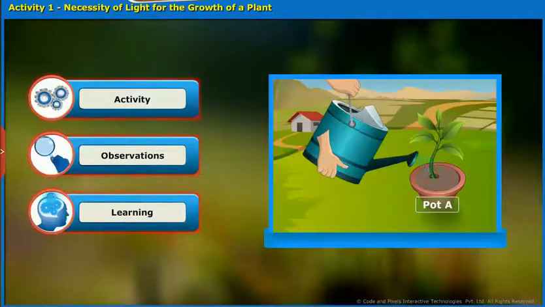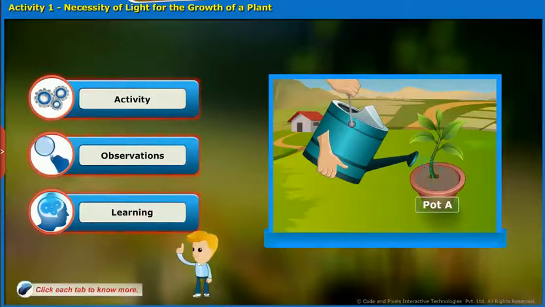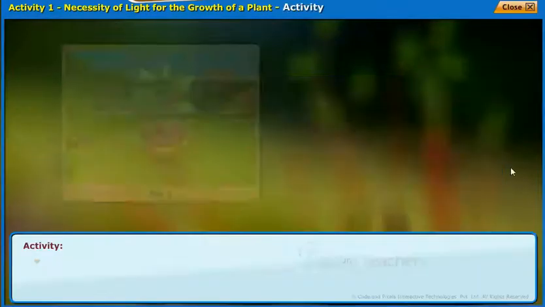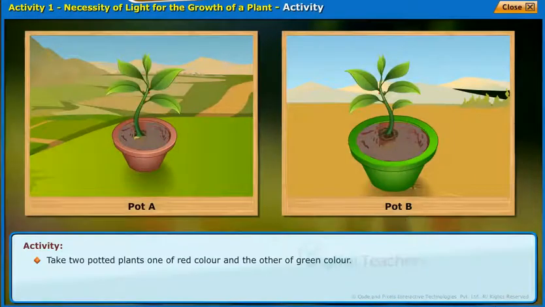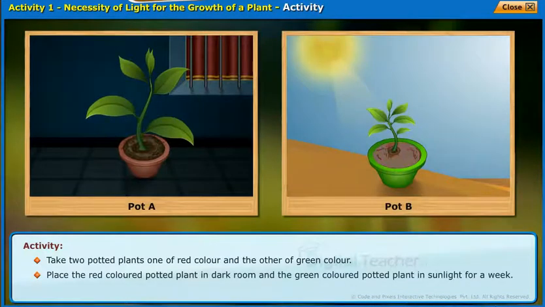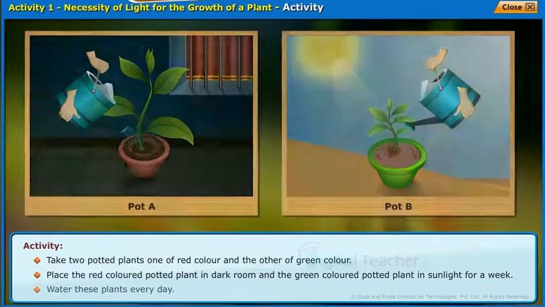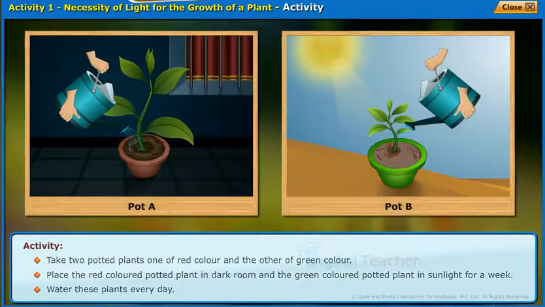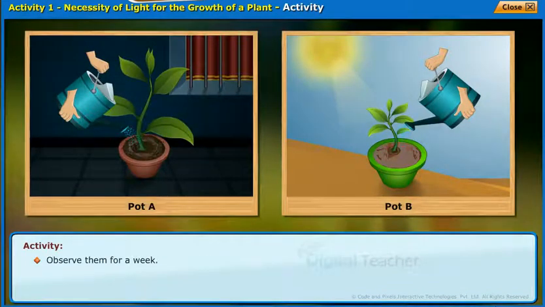Here, let us study the essential conditions for the plant to grow. Click each tab to know more. Take two potted plants, one of red color and the other of green color. Place the red-colored potted plant in dark room and the green-colored potted plant at sunlight for a week. Water these plants every day. Observe them for a week. Record the observations.